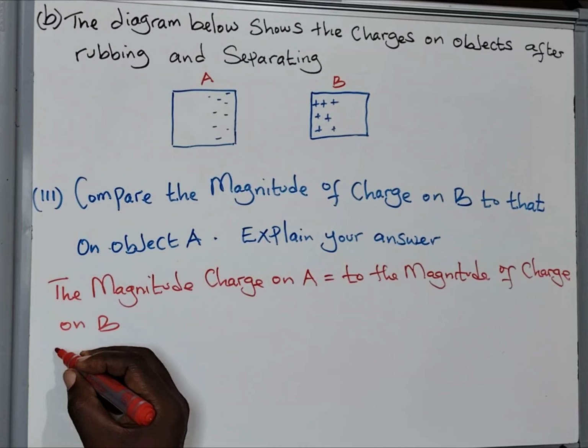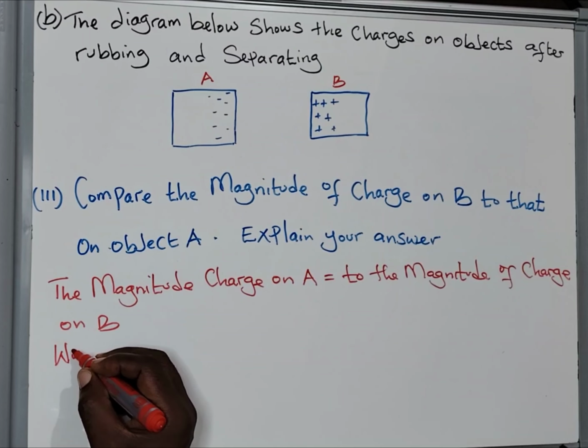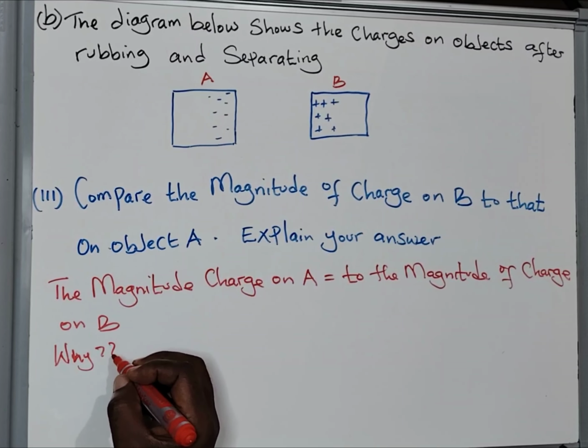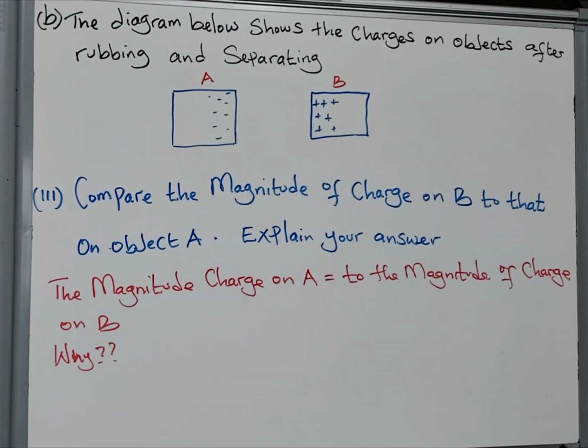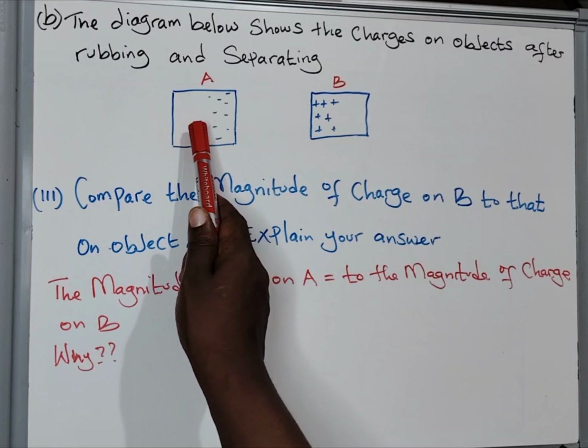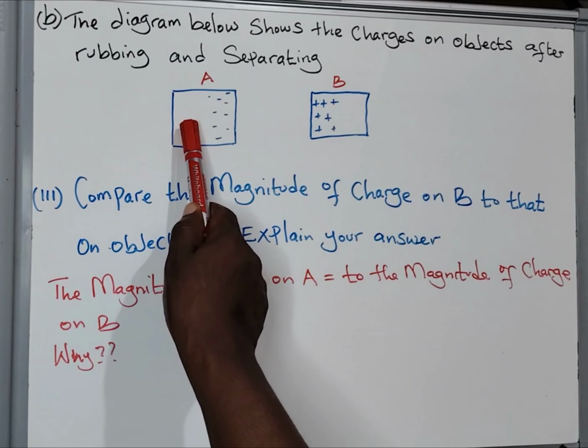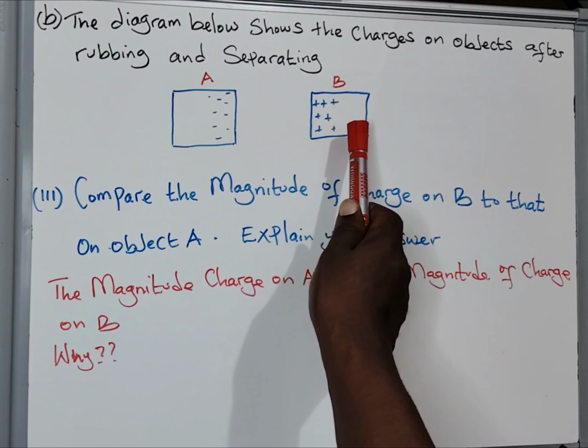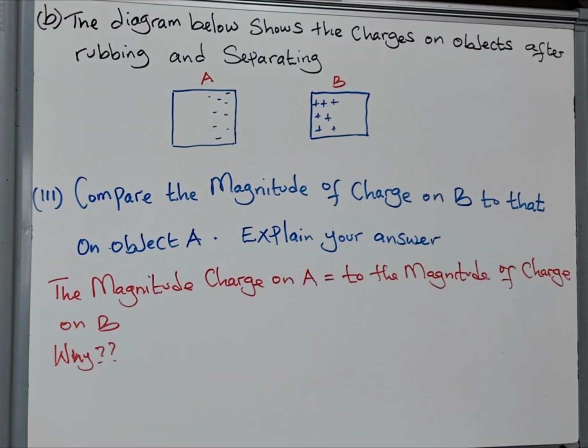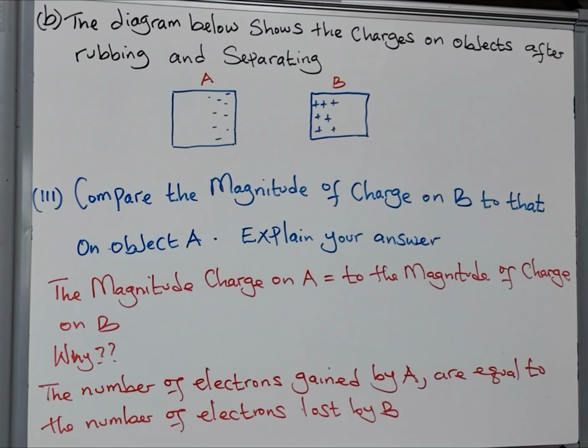Why? What is the explanation for that? The answer is that there's no loss of any electrons. So the number of electrons gained by A is equal to the number of electrons lost by B. So there's no loss anywhere. So that is it.